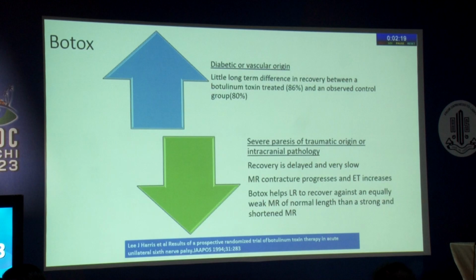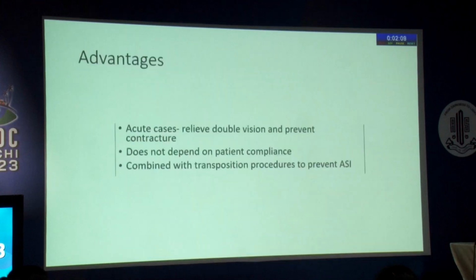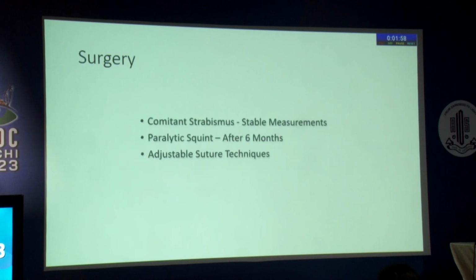And Botox is not found to be of much use in long-term benefit in cases of diabetic or vascular origin. But in cases of severe paresis of traumatic origin and intracranial pathology, Botox definitely helps. The advantages are that, in acute cases, it relieves double vision and prevents contracture, does not depend on patient compliance, and sometimes it can be combined with transposition procedures to prevent ASI.